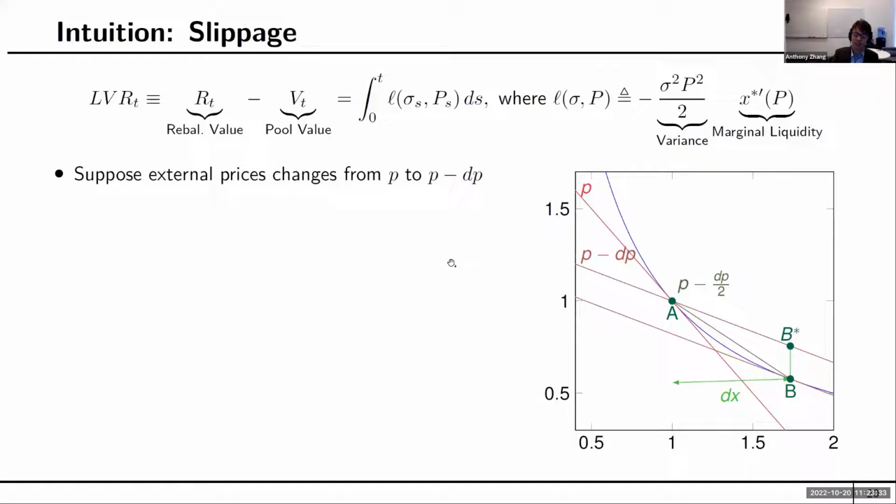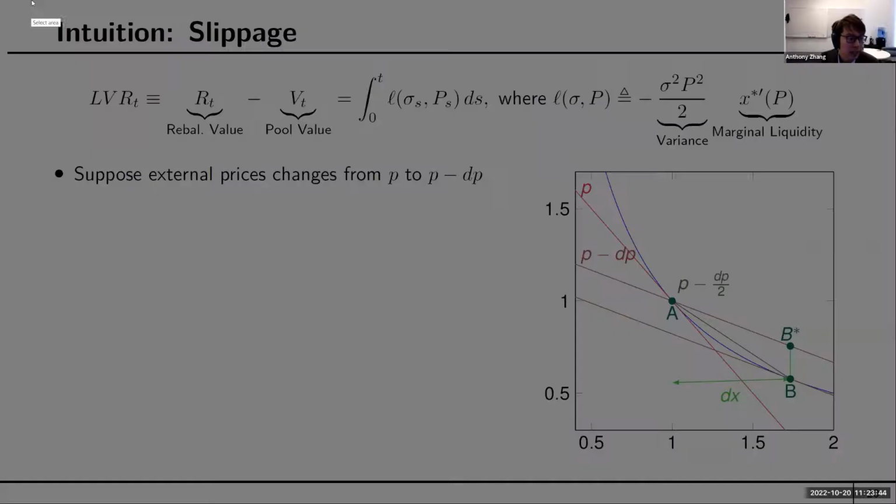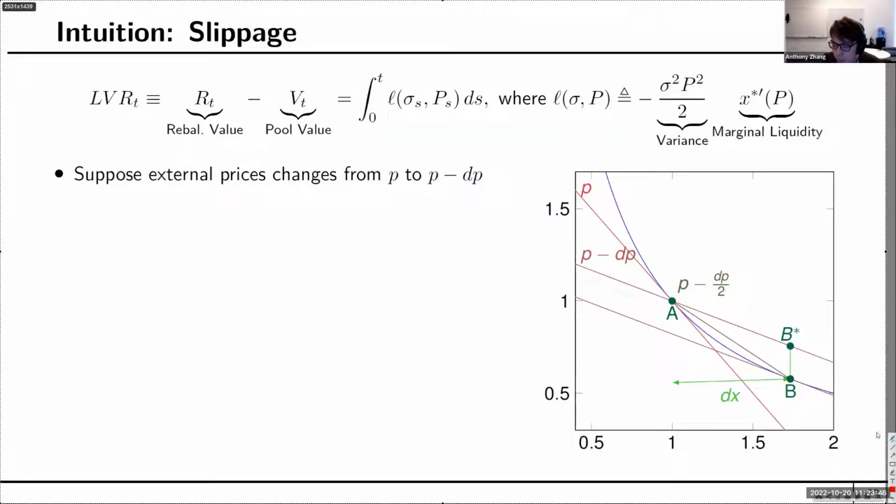Here's the intuition. I basically told you the AMM loses because of slippage. Compared to the rebalancing strategy, the reason it's losing is because it always trades at worse prices than the rebalancing strategy. In this picture, suppose we start at price P, the red line. Then we start at point A. Suppose prices decrease a bit to P minus dP. Arbitrageurs are going to trade with the AMM until it sells dX of Ethereum and moves to point B. So we move from the red tangency point to the brown tangency point.